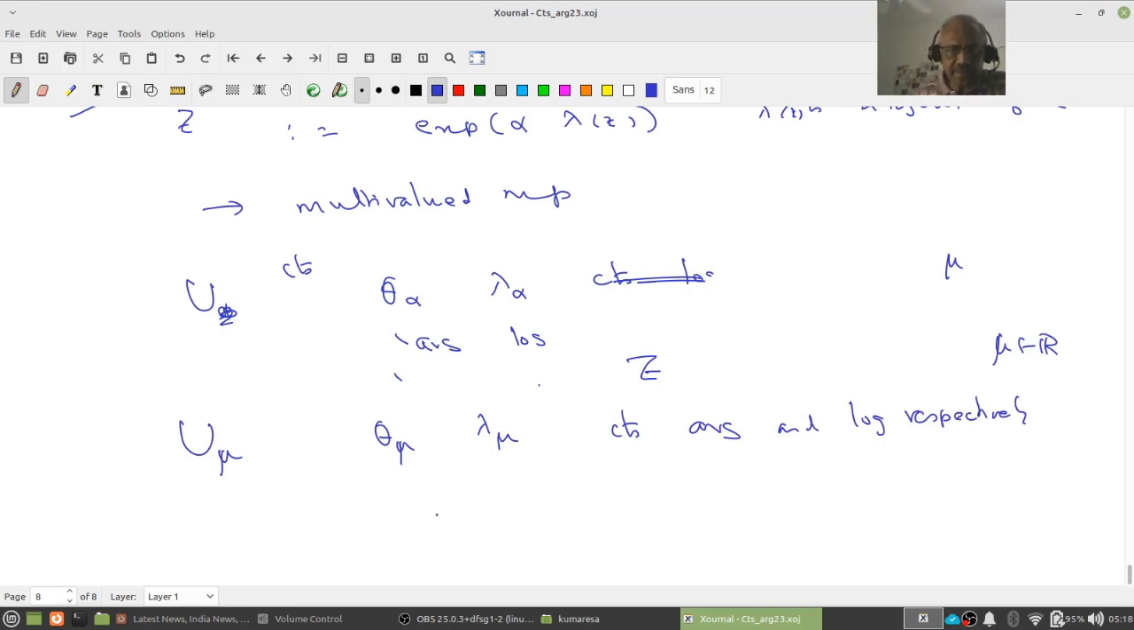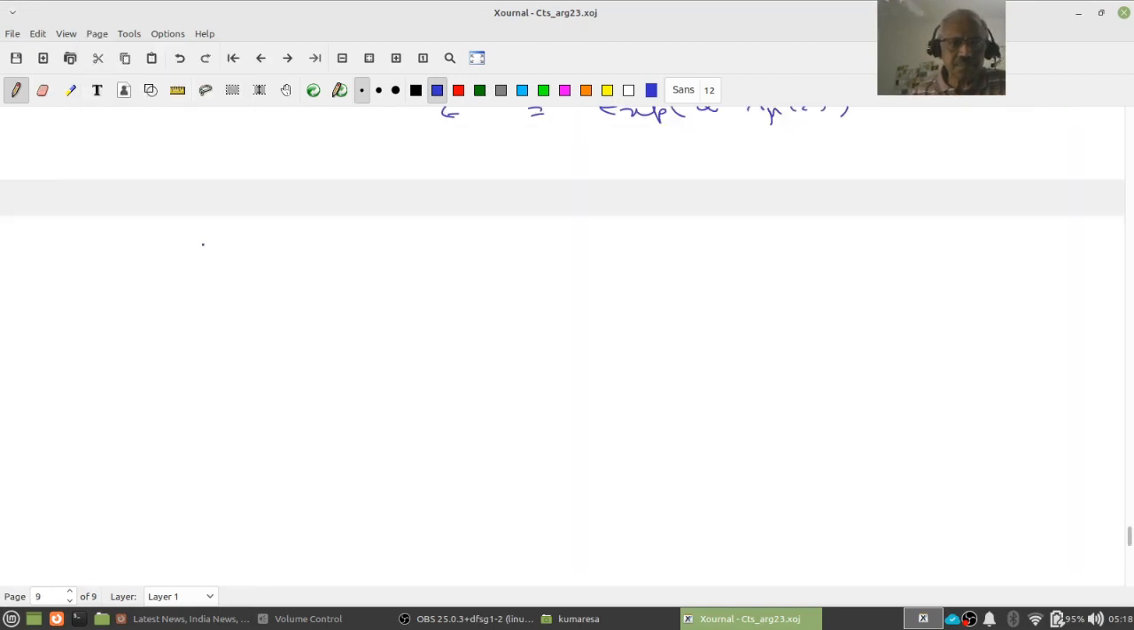Therefore, I can define z power alpha to be exponential of alpha lambda mu of z, because z belongs to this domain, therefore a continuous logarithm exists. Now notice that the function z going to z power alpha from U, a subset of C star, or U mu to C is continuous.